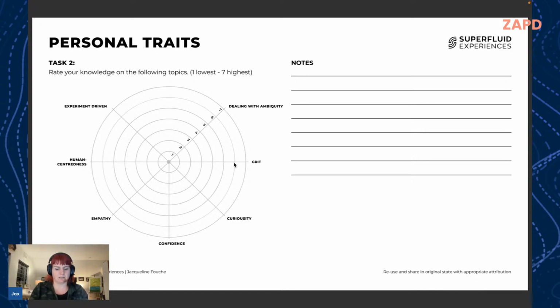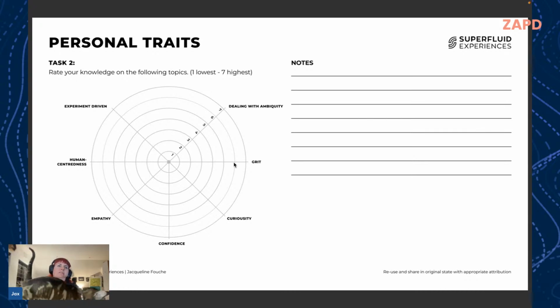Grit is a psychological term that means you are willing to push through with things and you finish things. How would you rate your comfort level with that? How curious are you? What would you put your confidence at? How empathetic are you? Do you feel what other people feel? Do you think what they think? Do you listen to them? How human-centered are you? Or do you just think about the business side of things?